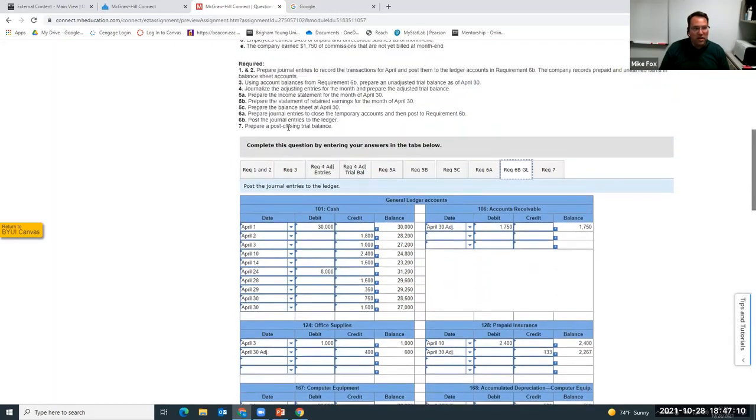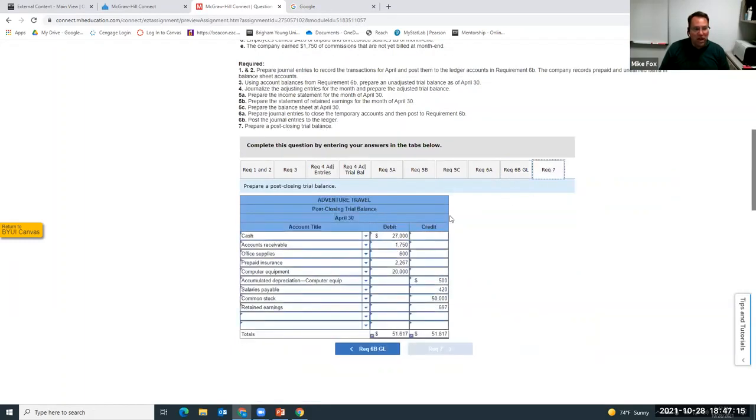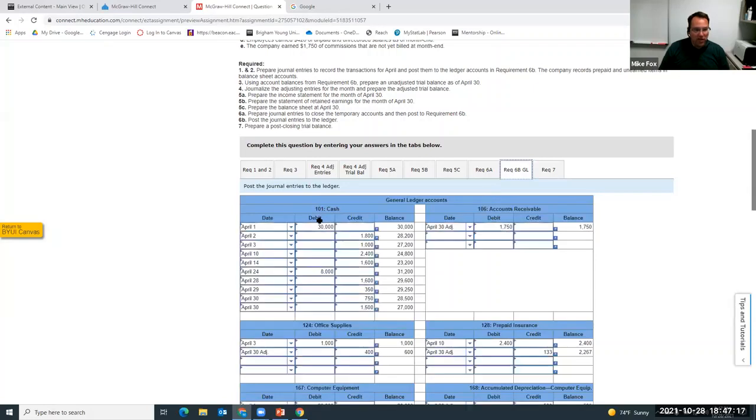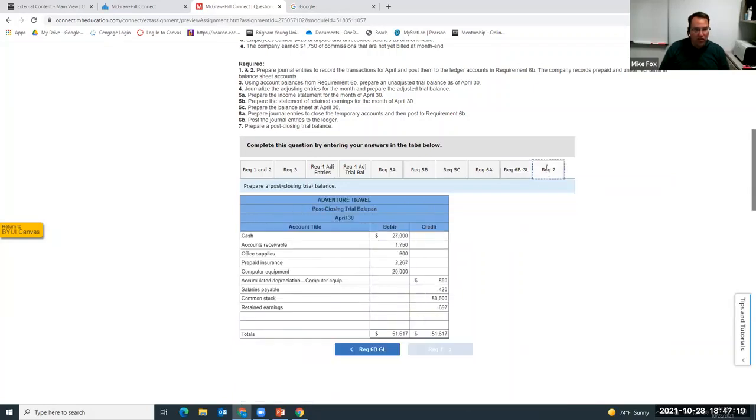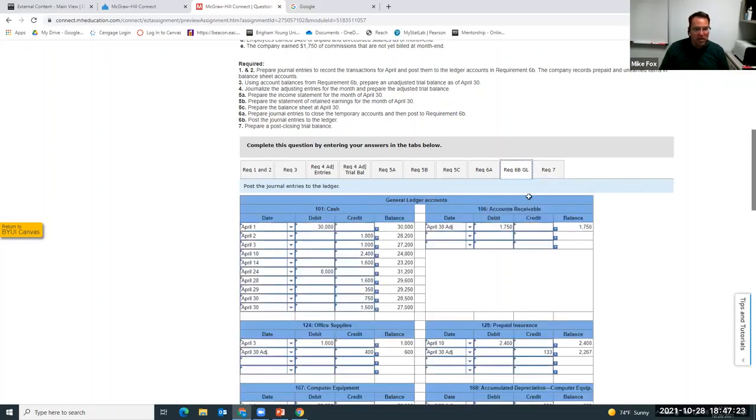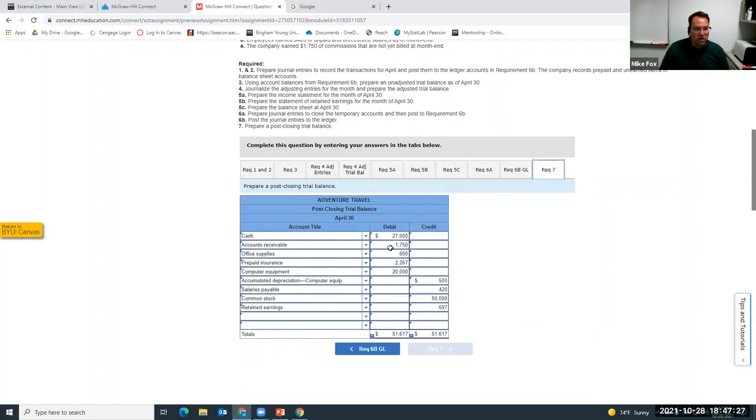Finally, you do a post-closing trial balance, which is just going to have the balances of each of these accounts. So cash will be 27,000 on the debit side. Again, I'd probably take a picture of these and then come over here and do cash 27,000, accounts receivable, and so forth. And hopefully it all balances.